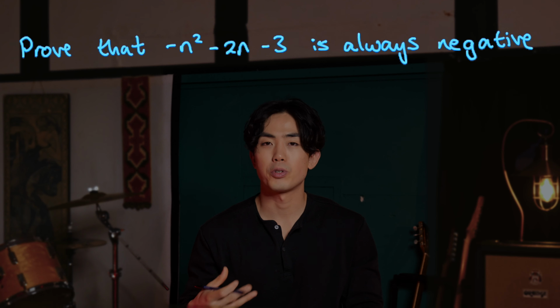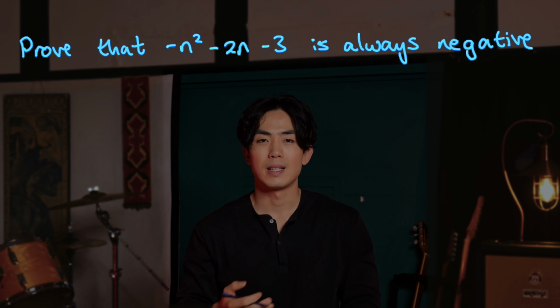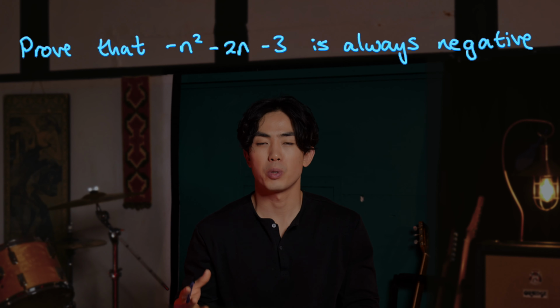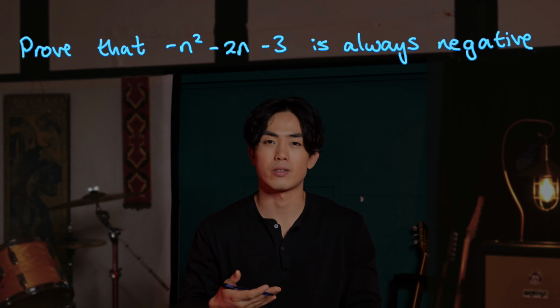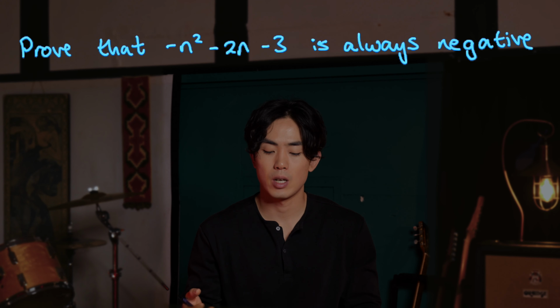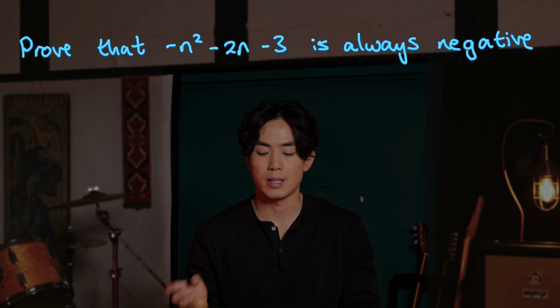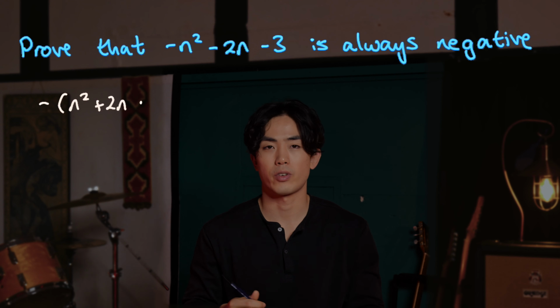So we have this term and we want to show that it's always negative. Now in this kind of case, you have to think to yourself, how do I show that it's always going to be a negative term? Well, we ideally want them to have minus signs, right? That way it's going to show us that they're negative. So what we can do now is I'm going to take negative out and I'm going to say it's negative n squared plus 2n plus 3.